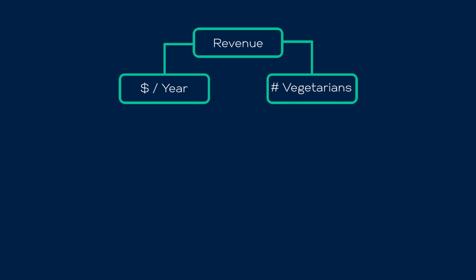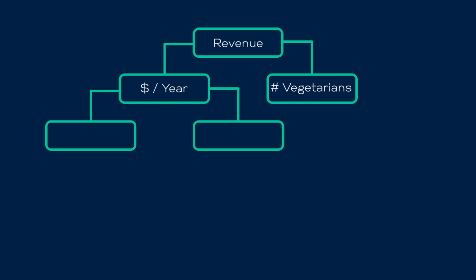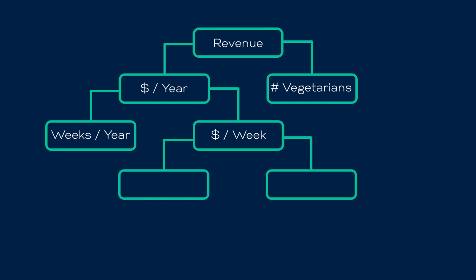Let's forget about the number of vegetarians for now and focus on the other box. This can be separated into number of weeks in a year and amount spent on these meat-free alternatives in a week per vegetarian. So we know the number of weeks in a year, so let's focus on the box we don't know. So this can be separated into the total amount spent per week by a vegetarian on grocery shopping, and then the other box would be what proportion of this is spent on those meat-free alternatives.